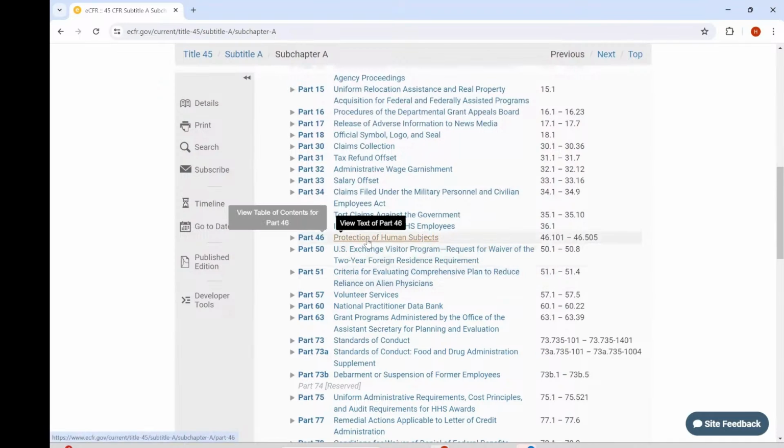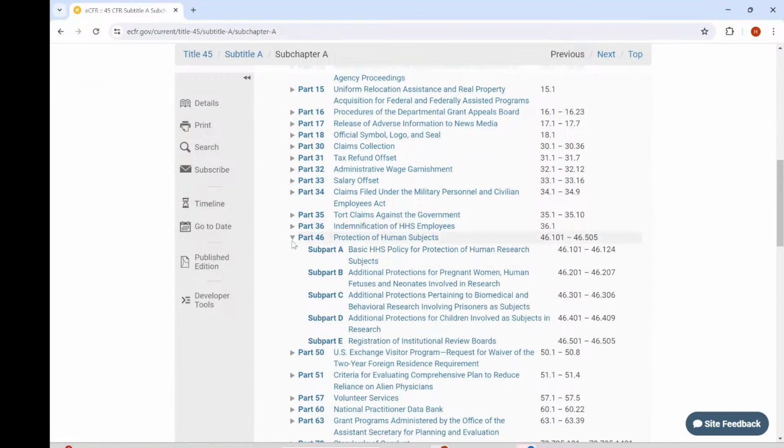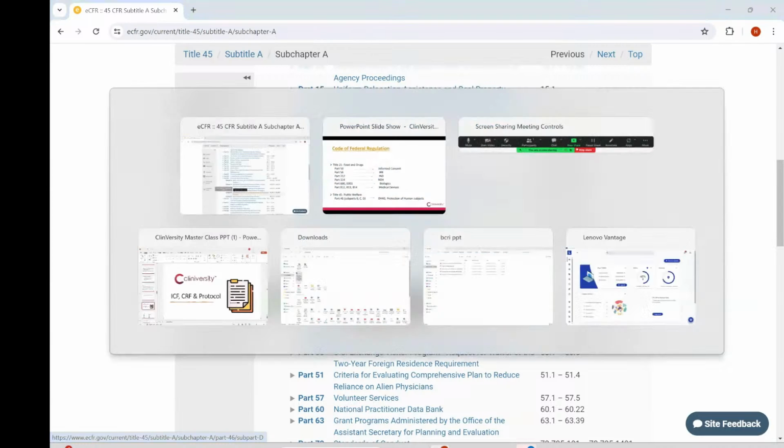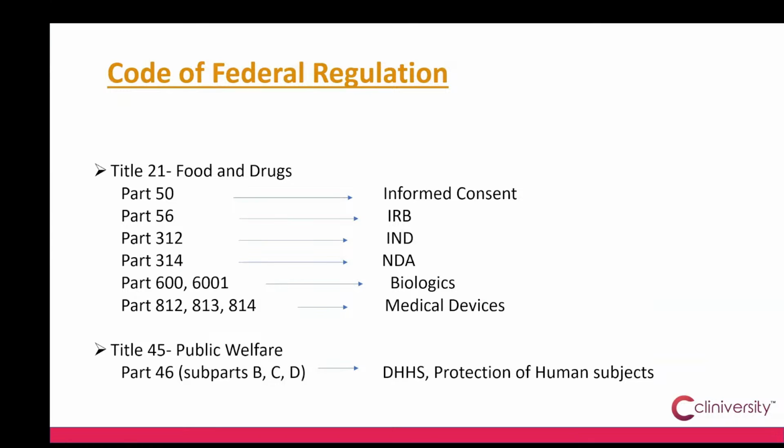So part 46 stands for protection of human subjects, because the informed consent form, everything is also protection of human subjects. So the basic human research subjects, when you are using the details, and what sort of regulations you need to follow when it is falling under public welfare. So it's important to remember all these parts of Code of Federal Regulations.